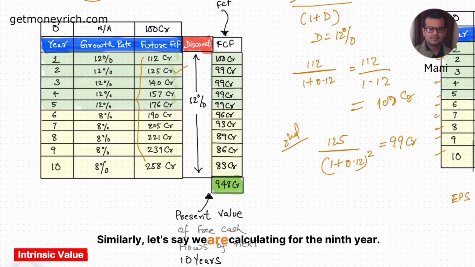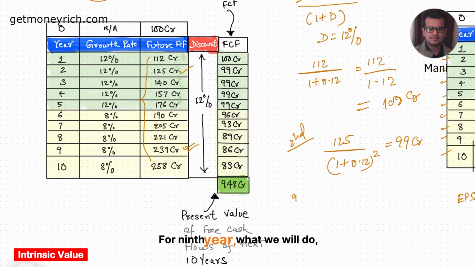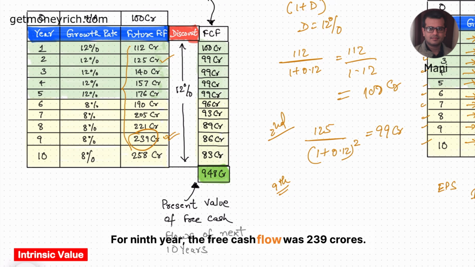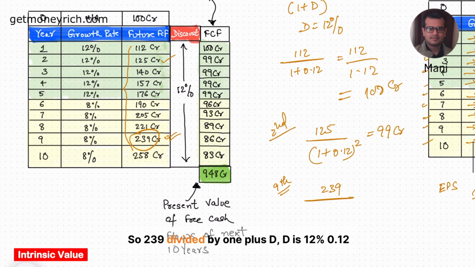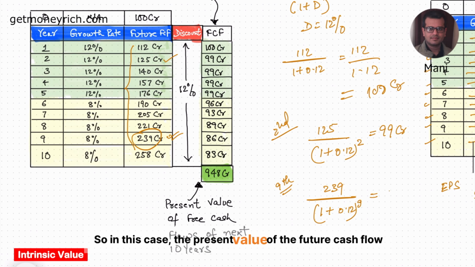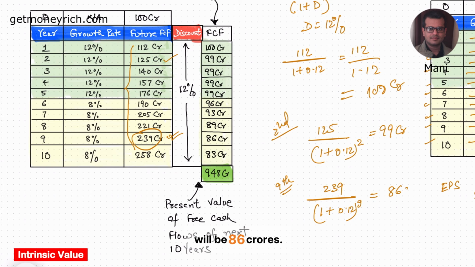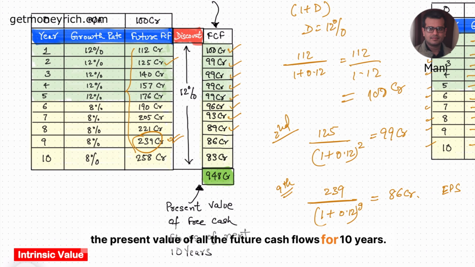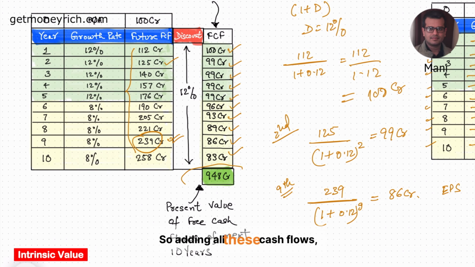Similarly, let's say we are calculating for the ninth year. What formula will we use? For the ninth year, the free cash flow was 239 crores. So 239 divided by 1 plus the discount rate of 12%, 0.12, to the power of 9, because we are calculating for the ninth year. So in this case, the present value of the future cash flow will be 86 crores. So you can see this way I have calculated the present value of all the future cash flows for 10 years. Adding all these cash flows, the value that I am getting here is 948 crores.